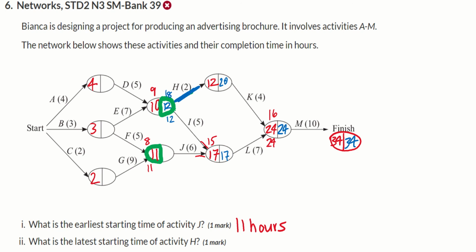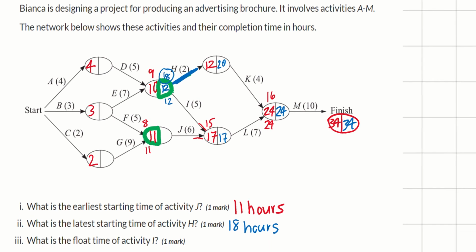So if you were here at 20 and you had to come back along H, you minus 2, it gives you 18. So that's what you have to be careful of. If they want an individual activity's time, you're just looking at the number on that, not the overall smallest number. I hope that makes sense.